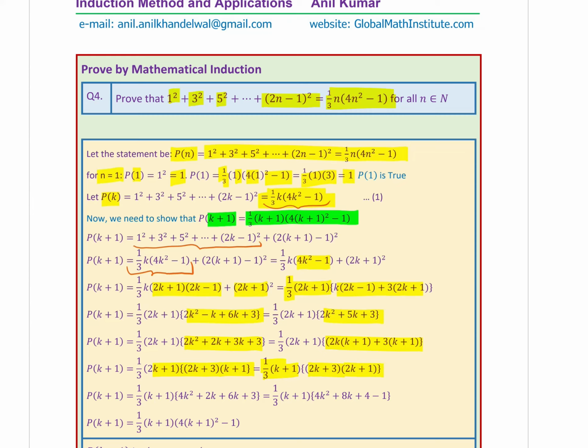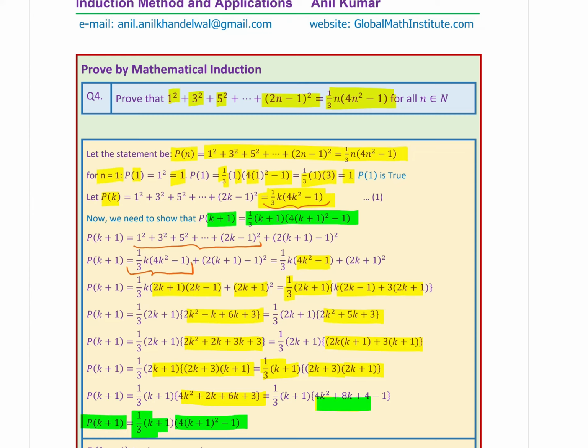Well, still, it is not really matching. We need to have 4 times k plus 1 whole square minus 1. That's what we need. So once again, we expand this, and once we expand it, we try to perfect square this 4k square, and then we split. And so the two terms with minus 1 there, and as you can now see we are in a position to write the first three terms as 4k square minus 1, right? That is how we'll do it. So we do get 4 times k plus 1 whole square minus 1 as a common factor there, and then 1/3 of k plus 1 was already there.